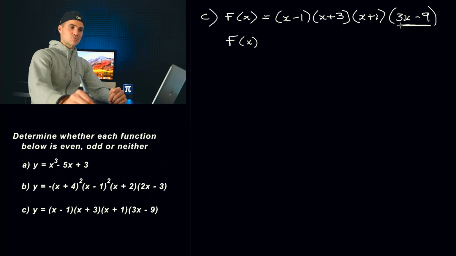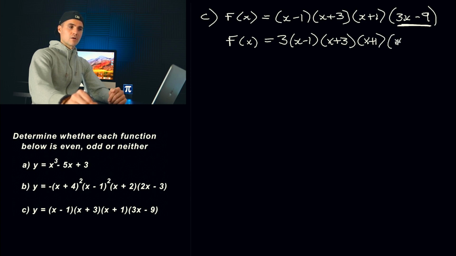And notice that with this 3x minus 9, I could take out a 3 from that bracket. So that's what I'm going to do. I'm going to take out a 3 and put it in front. I'll have x minus 1, x plus 3, x plus 1, and then what are we left with there?